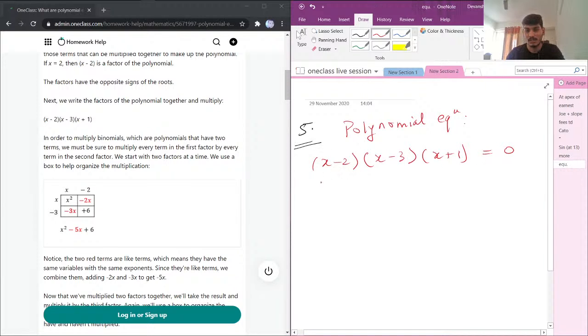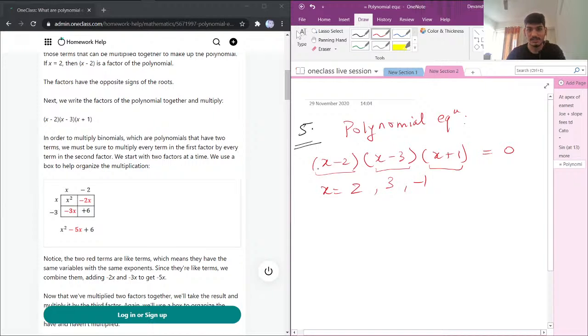So the roots of this equation will be 2, 3 and negative 1. Either this term can be 0, or this term can be 0, or this term can be 0 to satisfy this equality condition.